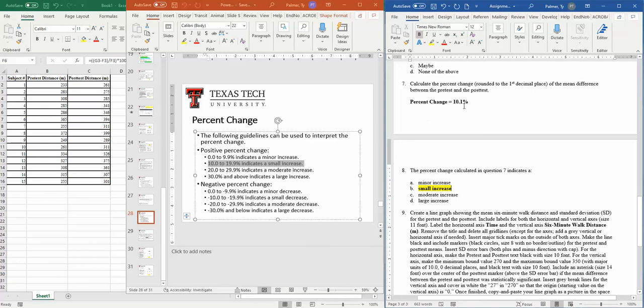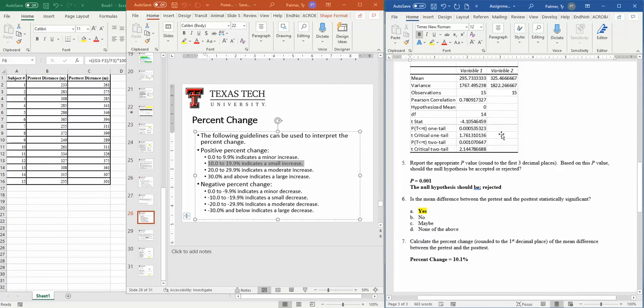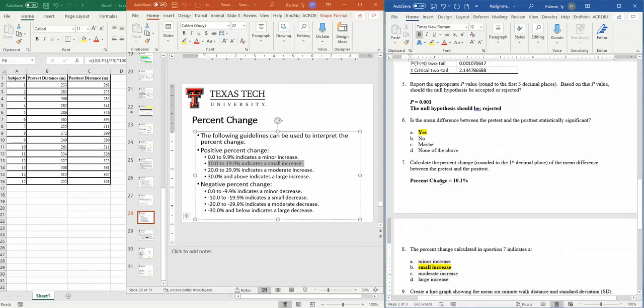So because our percent change, positive 10.1%, falls within this range here, we know that this percent change is indicative of a small increase. And so again, this is indicative of the practical significance. Remember, the statistical significance, that's what we solved for up here. The p-value determines the statistical significance. Like we talked about earlier, if it's less than the alpha level, then that indicates a statistically significant mean difference. However, to determine the practical significance of the difference, that's where this percent change comes into play.